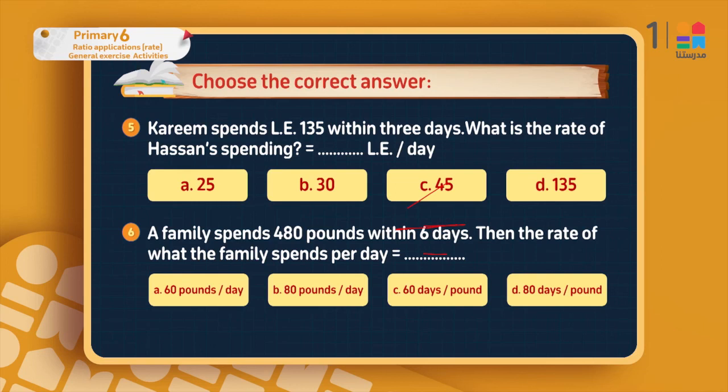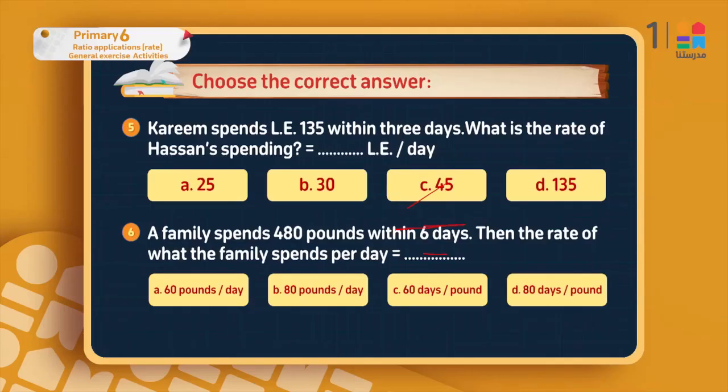When you make 480 divided by 6, you will have 80, but 80 what? 80 pounds per day or 80 days per pound? Which one will you choose? Think. You are trying to find what? You are trying to find how much the family will spend in every 1 day. So you are searching for the money, LE. So I must write 80 pounds per day. So I'm searching for the pound. Pound is missing here. So it will be 80 pounds per day.